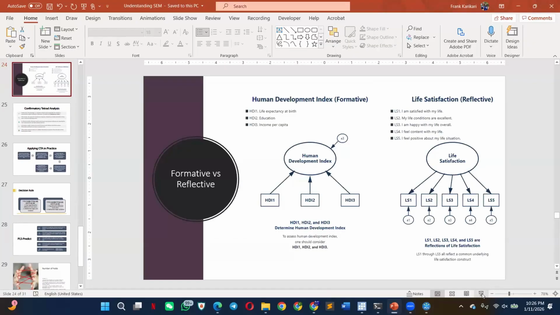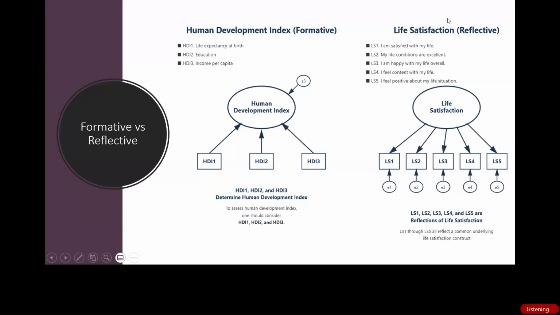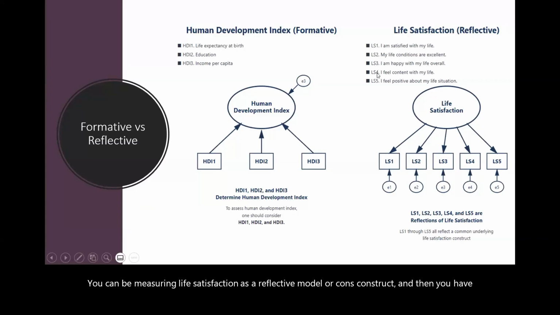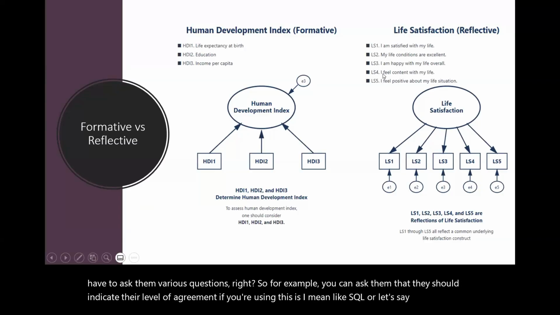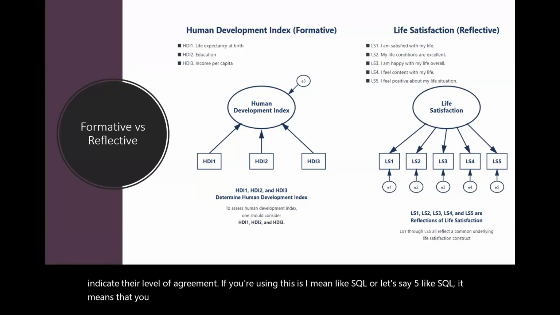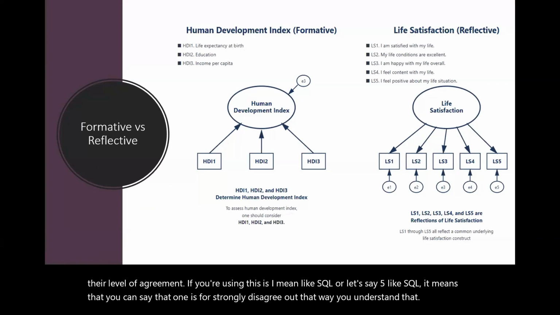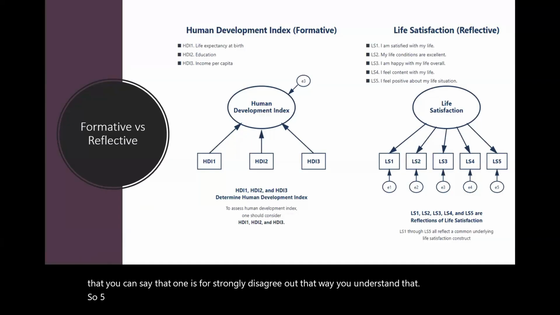So let's look at life satisfaction. You can be measuring life satisfaction as a reflective model or construct, and then you have to ask them various questions, right? For example, you can ask them to indicate their level of agreement. If you're using, let's say, a 5-point Likert scale, it means that 1 is strongly disagree. I hope you understand that. So 5 is strongly agree, and then 3 is neutral.